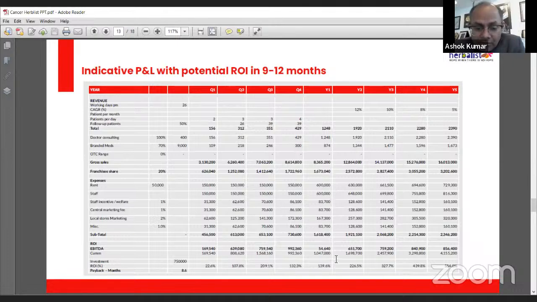Your expenses, including your rent, staff salaries, central marketing, local marketing, and other miscellaneous expenses, are 1.6 lakh rupees a month. And here, at an investment of 7.5 lakh rupees, you make 2 lakh, 4 lakh, 5 lakh rupees a month, every month. So if you look at it, my cumulative returns are more than 5x. Right? Now, in 8 months, you recover your entire money.